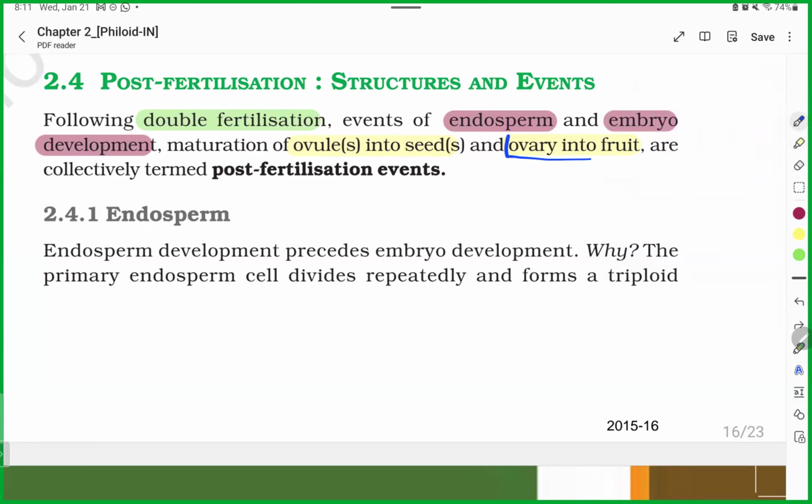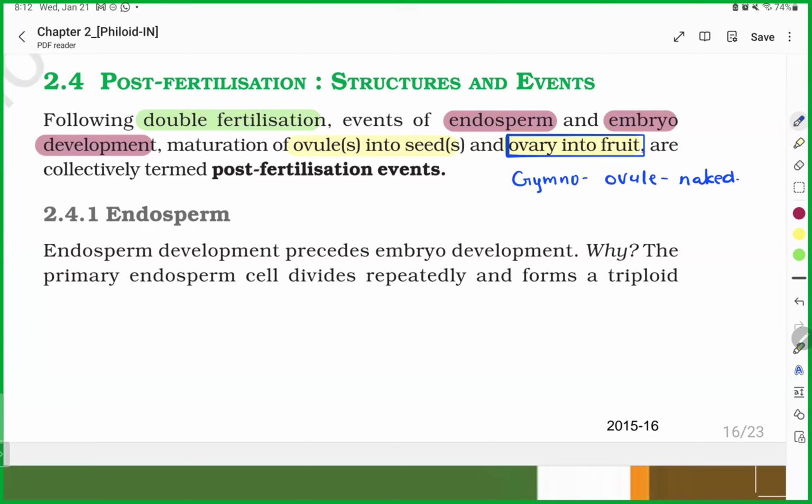Because we are saying fruit does not present in angiosperm. It means ovary wall is not there. Correct? Ovule is naked, right? What happened in gymnosperm? Ovule is naked. Yes or no? It means no fruit as such in case of gymnosperm.